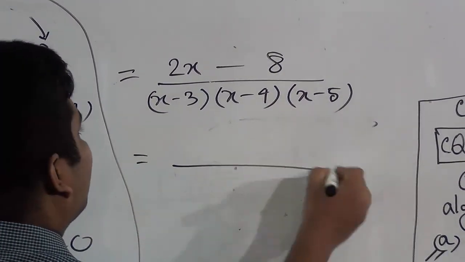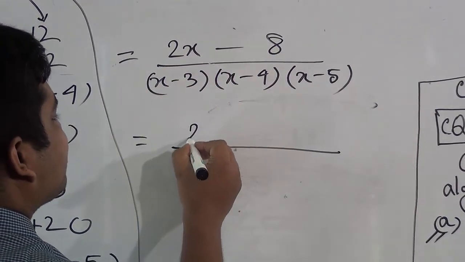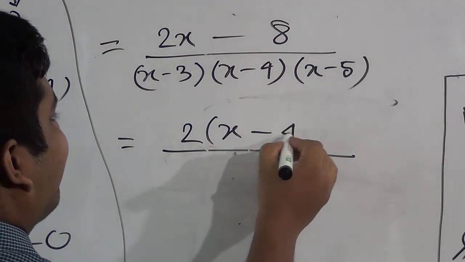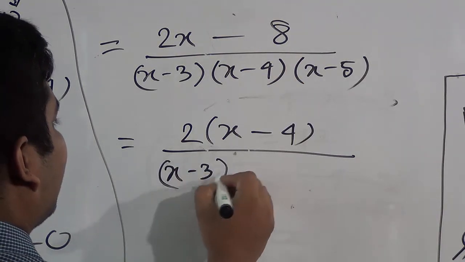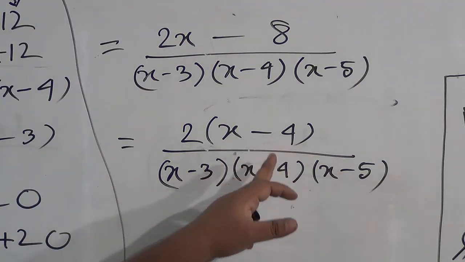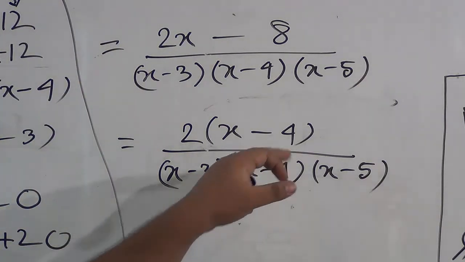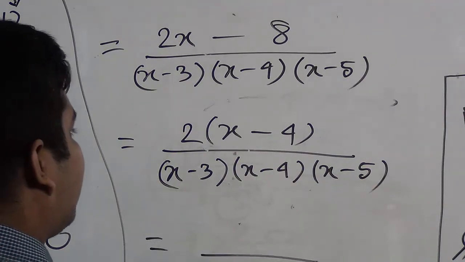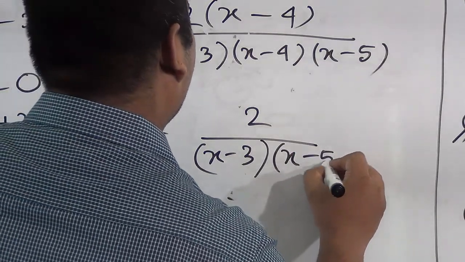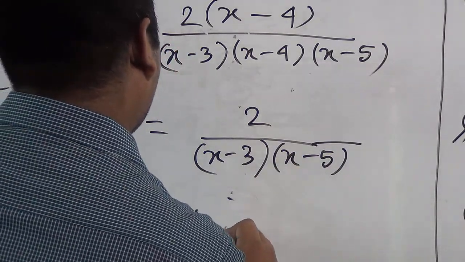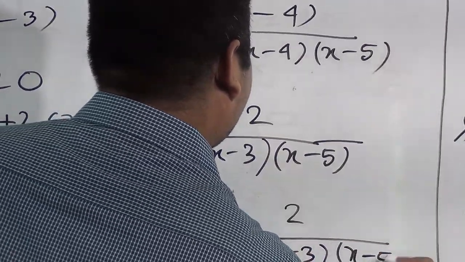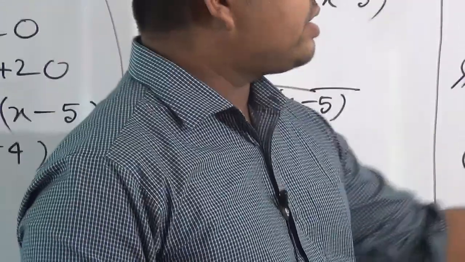Here you notice 2x minus 8. So 2 is common. If we take 2 common, then left x. If we divide 8 by 2 and you get 4. Here x minus 3, x minus 4 and x minus 5. Notice x minus 4, x minus 4. So x minus 4 is cut and left here 2 and denominator x minus 3, x minus 5. And this is the required answer. I hope you have understood how to find the answer of this after adding these two expressions.